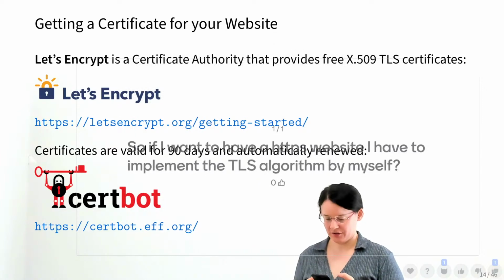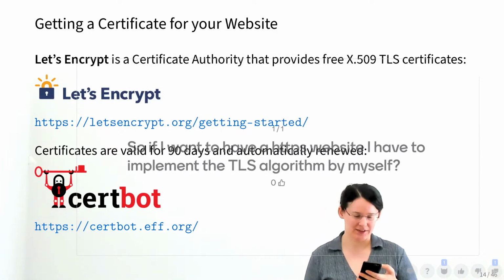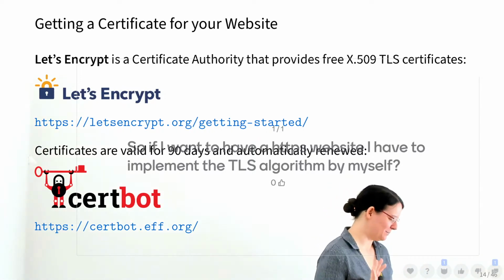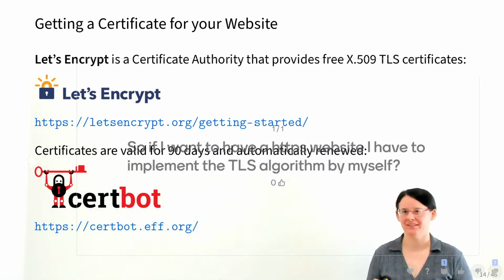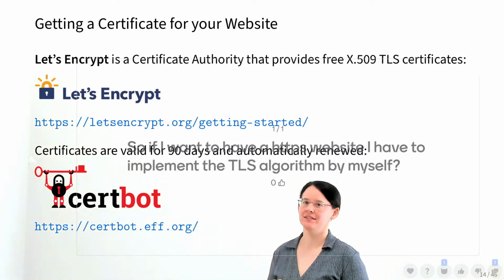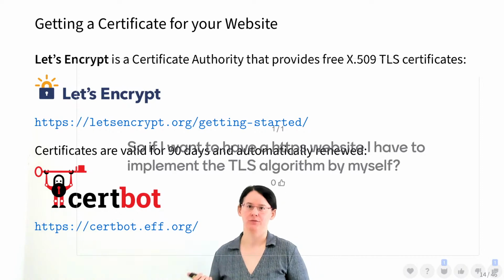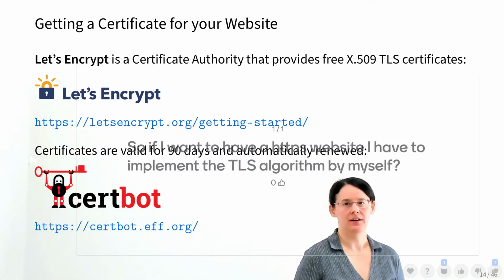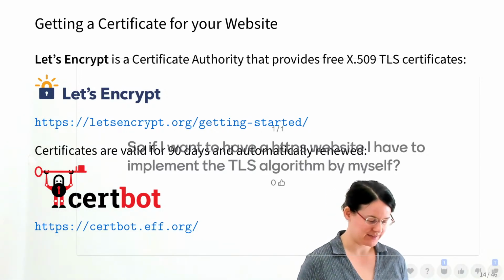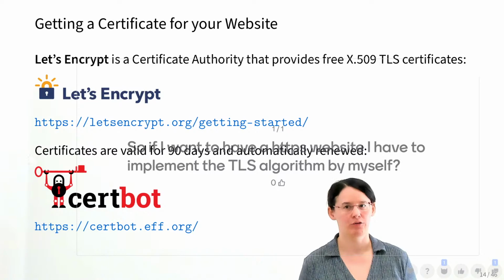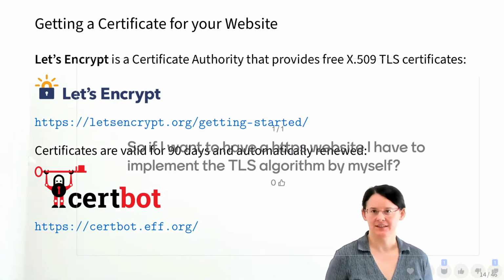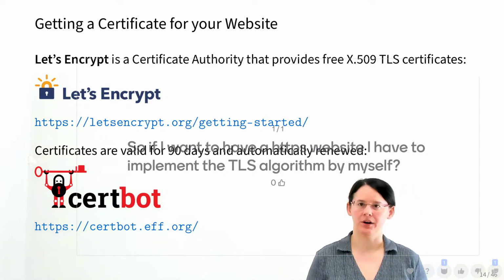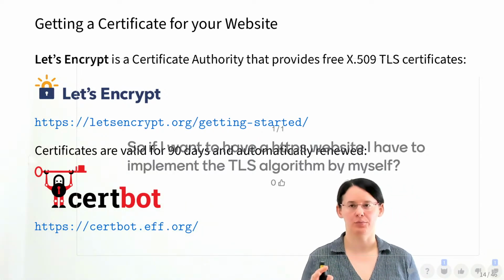So there's one other question. What if you want to have an HTTPS website? Do you have to implement TLS by yourself? No, please don't. Please do not try to implement all of the crypto details yourself. Instead, you use a library for that. For example, OpenSSL is a very famous one. So you instead install this library, which does everything for you. You just need to set it up correctly. So you need to equip it with your key material, with your private key, so that the library can do all the work for you.